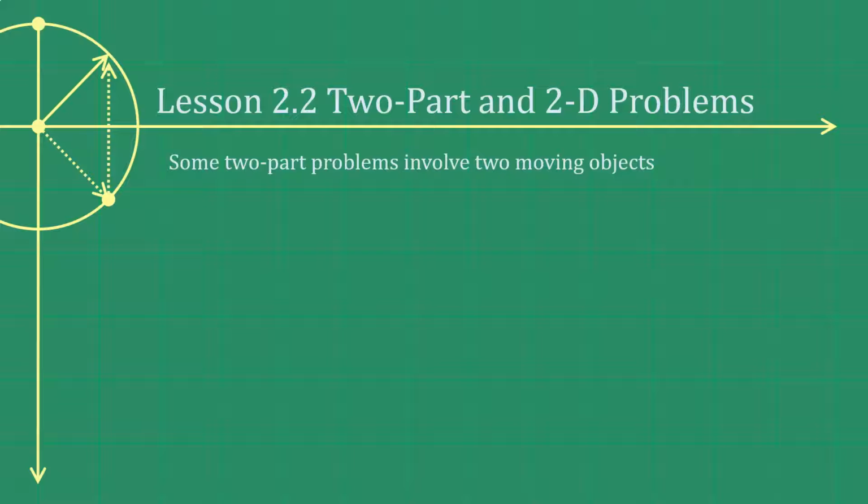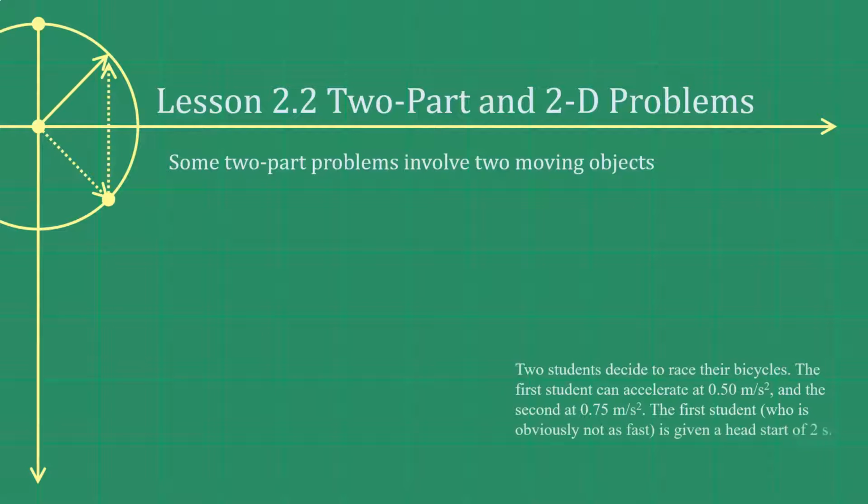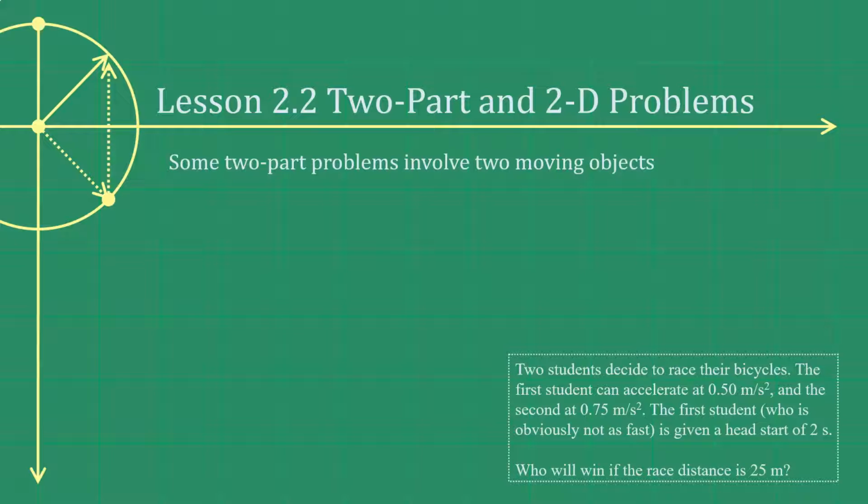Okay, let's start off with a review question about a two-object two-part problem. So here we have two students deciding to race their bikes. And the first student is able to accelerate at 0.5 meters per second squared, the second at 0.75 meters per second squared. So obviously the first student, if they both start at the same time from the same place, is obviously going to lose. However, to make things interesting, the first student is given a head start of 2 seconds. Who will win if the race distance is 25 meters?